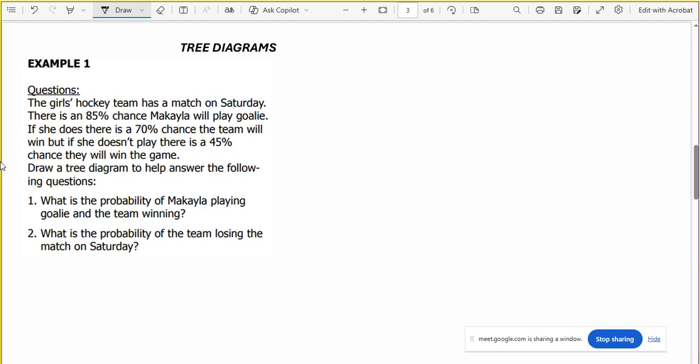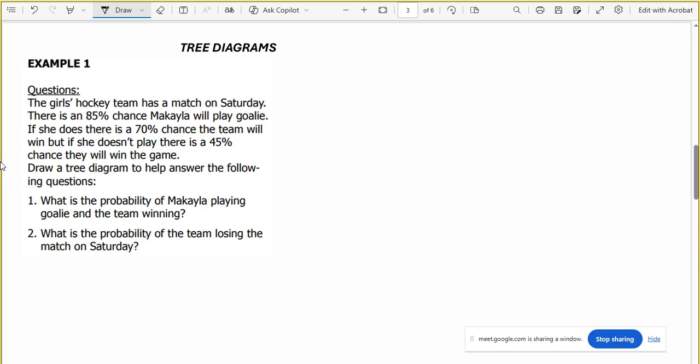Okay, so the question is saying that, listen, the girls' hockey team has a match on Saturday. There is an 85% chance Michaela will play goalie. If she does, there is a 70% chance the team will win. But if she doesn't play, there is a 45% chance they will win the game. So I guess the win depends on whether Michaela will play goalie.